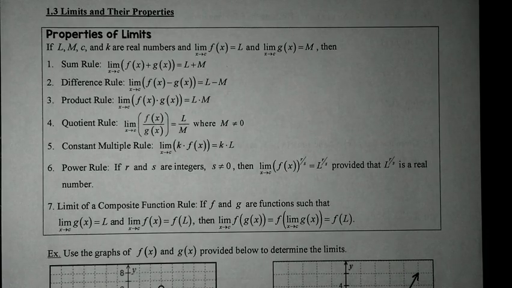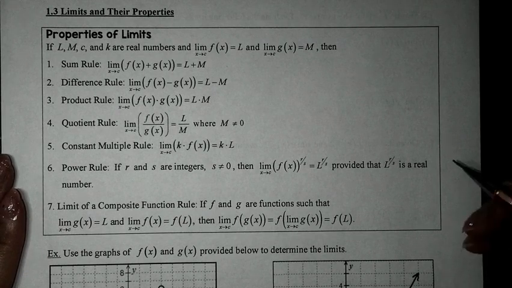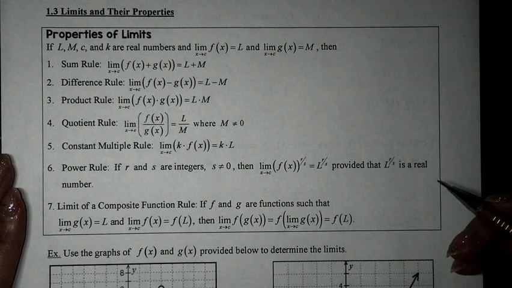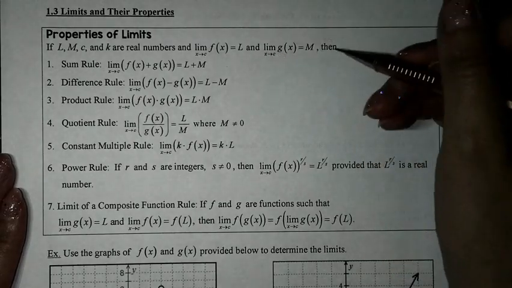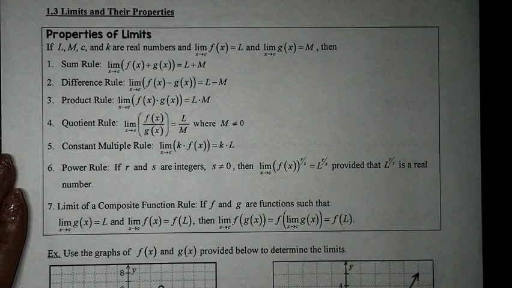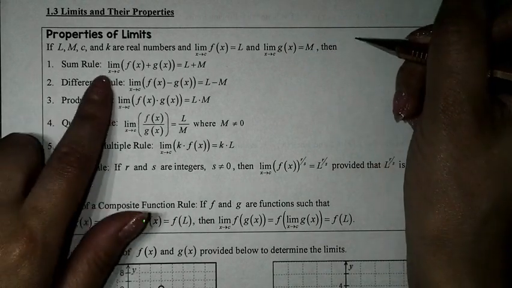Hi guys, today we're going to learn about limits and their properties. Let's start with properties of limits. If you have that L, M, c, and k are real numbers, and the limit as x approaches c of f(x) is equal to L, and the limit as x approaches c of g(x) is equal to M, then what you have is, first, the sum rule.